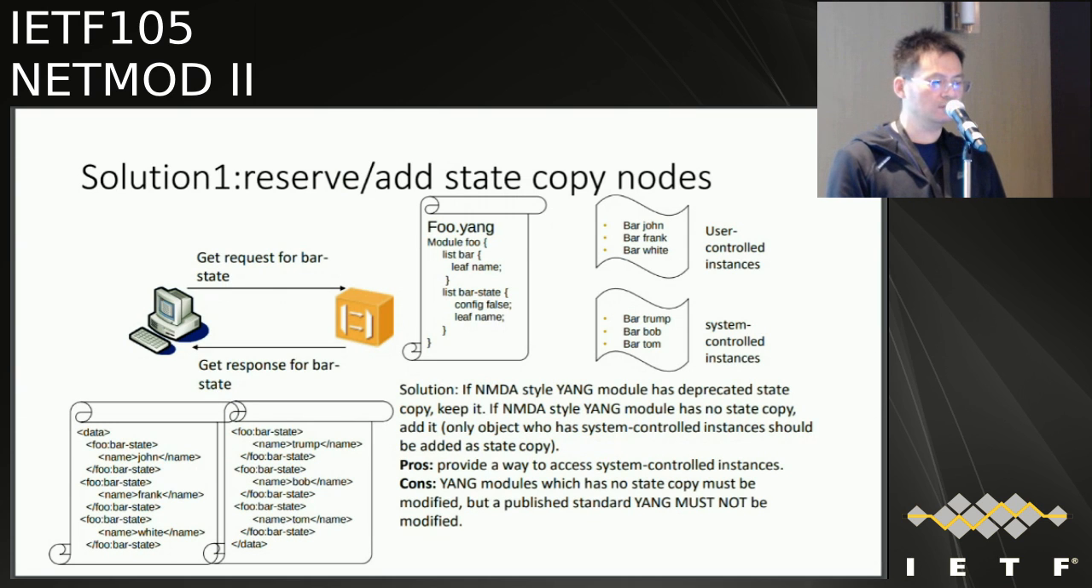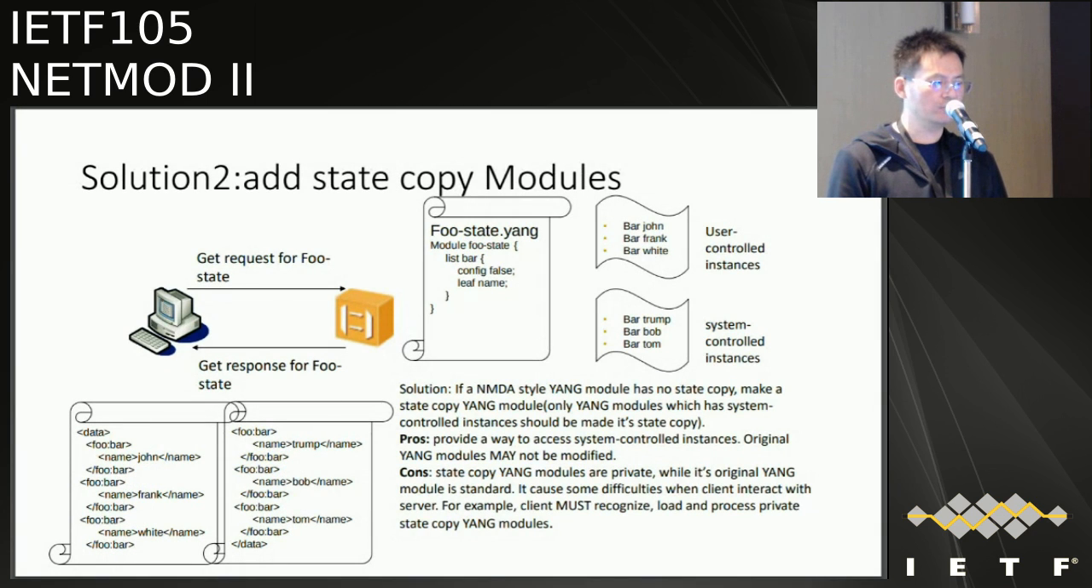The first one is we can add the state copy node in the NMDA YANG data model. But I think this is not a good approach because we already moved toward the NMDA. If we add it back, it seems not reasonable. But this is one solution, using the traditional get operation to get the system generated data.